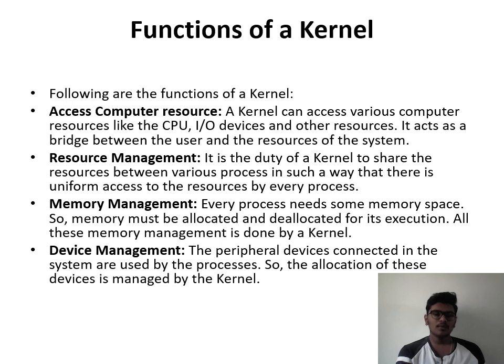Coming to memory management, every process needs some memory space, so memory must be allocated and deallocated for its execution. All this memory management is done by the kernel. Device management. The peripheral devices connected in the system are used by the processes. So the allocation of these devices is managed by the kernel. So these are the four functions of the kernel. They are access computer resource, resource management, memory management, and device management.